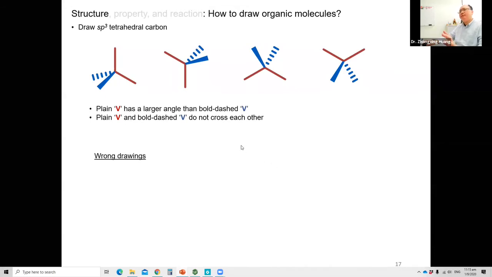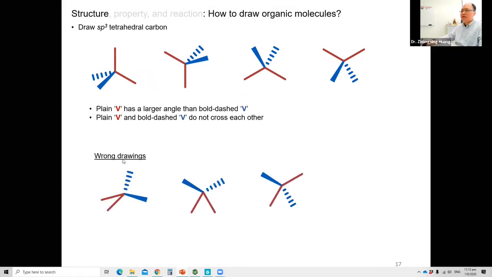Okay, some things to keep in mind. The plane V, this big V, has a larger angle than the bold dashed V. So this angle is smaller than this one. And they do not cross each other. So the red thing does not cross the blue thing, okay?